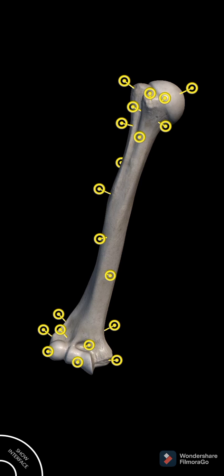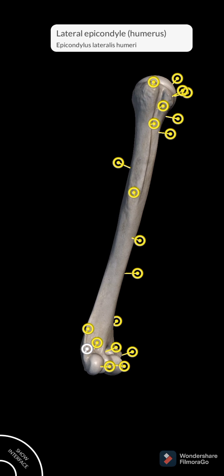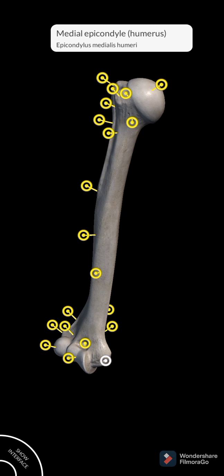The distal end of the humerus consists of two projections. One is small and one is large. The smaller one is called the lateral epicondyle that covers the lateral surface of the humerus, and the larger one is called the medial epicondyle that covers the medial distal surface of the humerus.